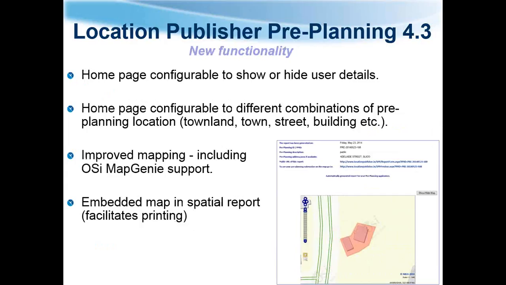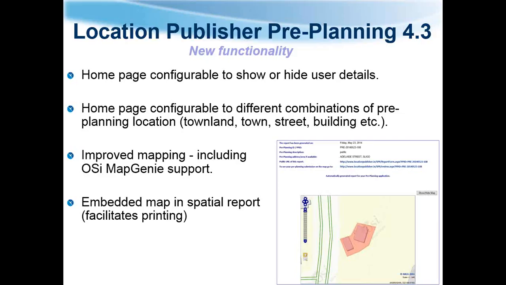So with the 4.3 release, we've added some new functionality to this application. First off, the home page is now configurable to show or hide user details. Some local authorities do not want to record the citizen's name and address, because that could lead to data protection issues. So they can turn that on or off if they want to record that. The home page is also configurable to handle the different types of address searches you could have at different parts of the country. So we now have townland, town, street, building, etc. for urban and rural searches.